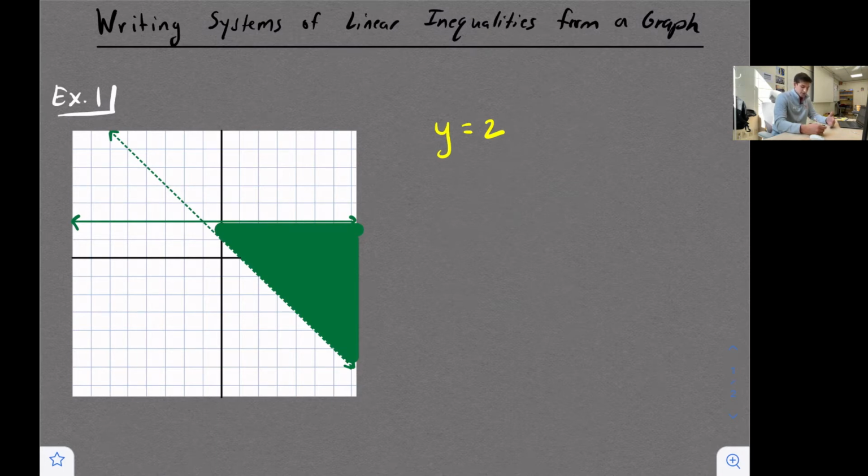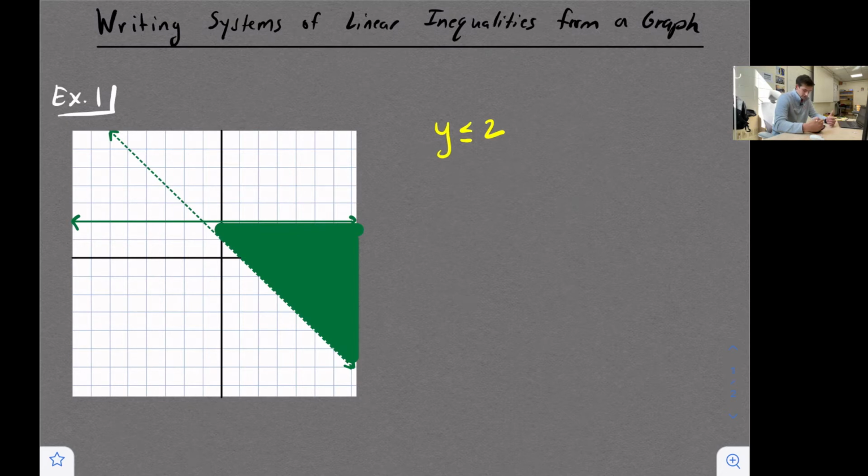So now we want to look and see where the shading is. If the shading is below the line, then it's less than. If it's above the line, then it's a greater than sign. Here the shading is below our line, so because of this, we are going to say that we have less than or equal as our inequality. Okay, so we have y is less than or equal to 2.